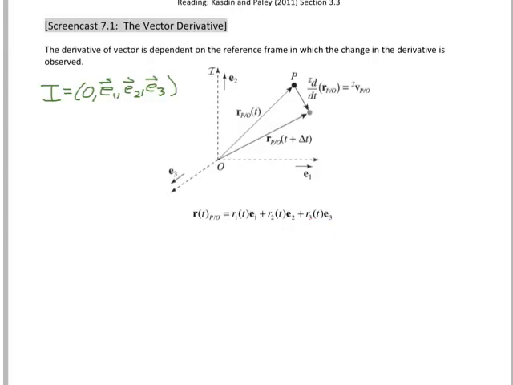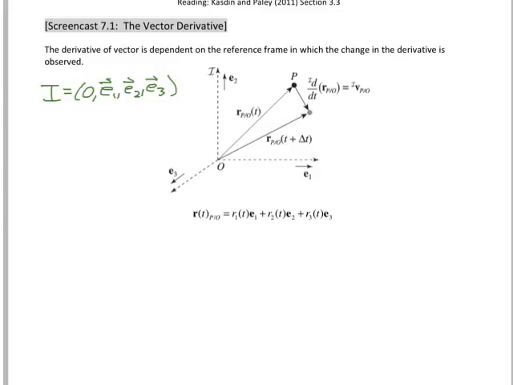Now it's time to take the time derivative of the position vector to get a velocity vector, and then the time derivative of a velocity vector to get an acceleration vector. And what we'll see is that the choice of reference frame in which we observe that time derivative makes a big difference in what that vector actually is.